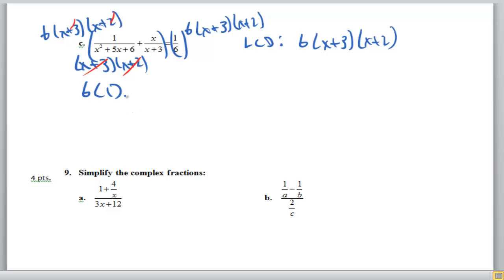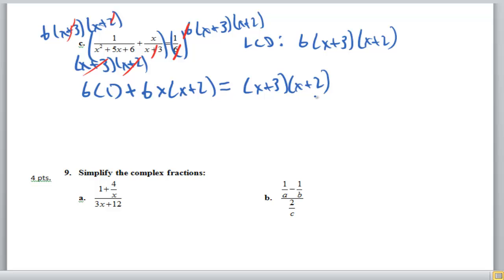6 times 1, which is just going to be 6. And then when you multiply it by the second term, this x plus 3 cancels out with this x plus 3, and then you're just left with 6 times x plus 2 times x. And then on the right side, the only thing that cancels is the 6. So you're left with x plus 3 times x plus 2.